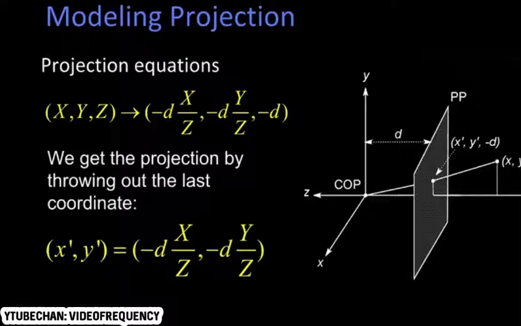Well, to get the location in the image, we just throw out the last coordinate, and it says that X prime, Y prime, which is the XY location in the image, is just minus D X over Z, minus D Y over Z.